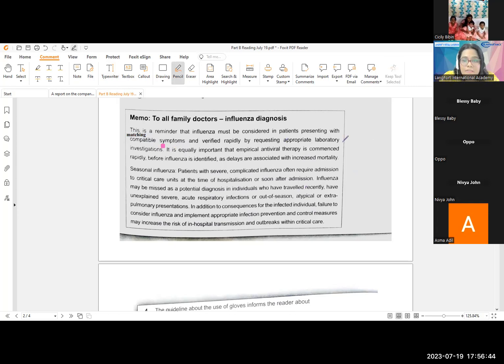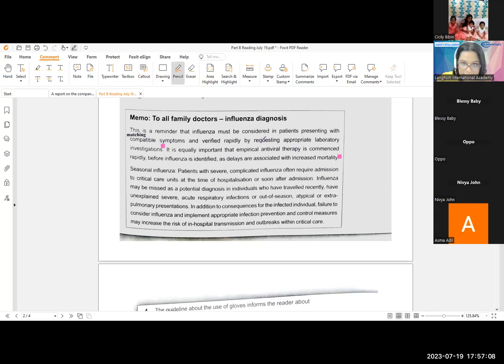Okay, next sentence, Bhagya. It is equally important that empirical antiviral therapy is commenced rapidly before influenza is identified, as delays are associated with increased mortality. You, as an OET student, need to know mortality means death rates. Okay, you need to know that. It's very common vocabulary in Part C as well as Part B.